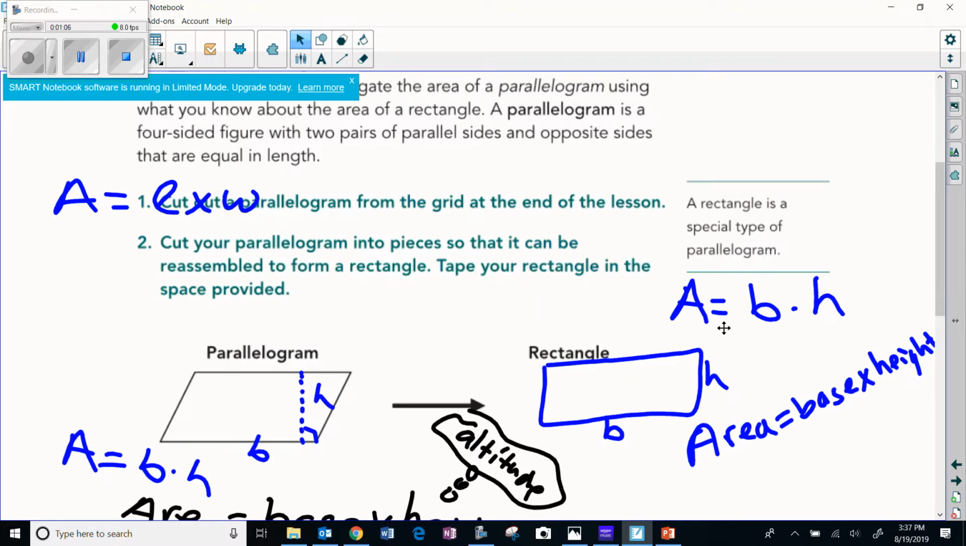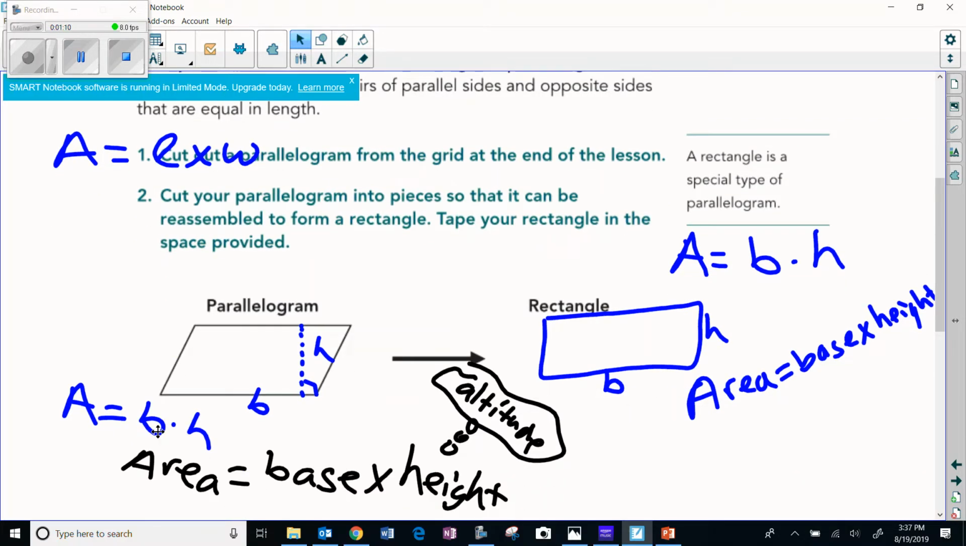We found out both the rectangle and the parallelogram use the same formula. So to find the area of a parallelogram, you just multiply base times height. But again, make sure you're not multiplying it by this side length. You're looking at how far it is from this side to this side, and then the length from this corner to this corner. Base times height.